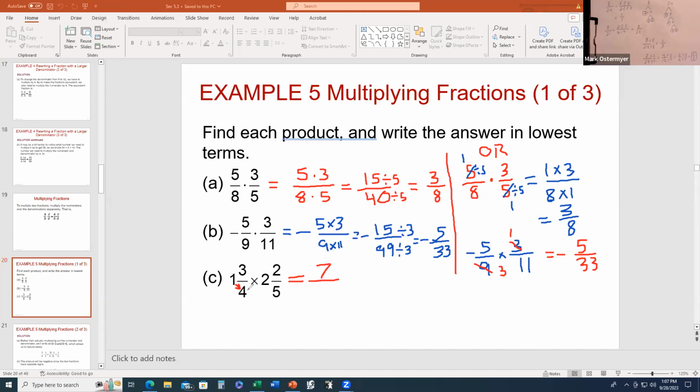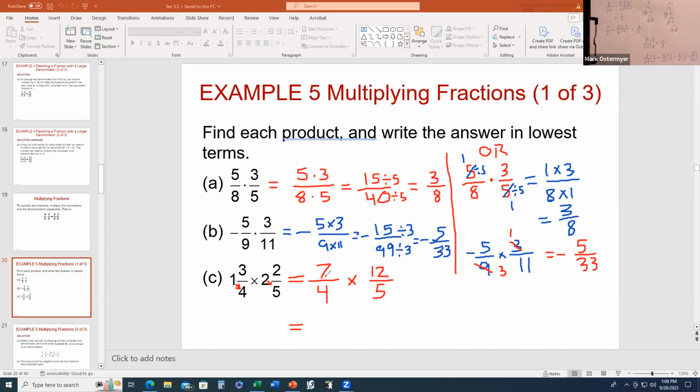7 over what? 4. 7/4 is equivalent to 1 3/4. Times, let's turn 2 2/5 into its improper fractional form. I take the whole part and multiply it by the denominator. 2 times 5 is 10. Then I add the numerator to 10 to give me 12. And I place the 12 over the denominator of the fractional part. 12/5 is equal to 2 2/5. Now we just have to multiply.